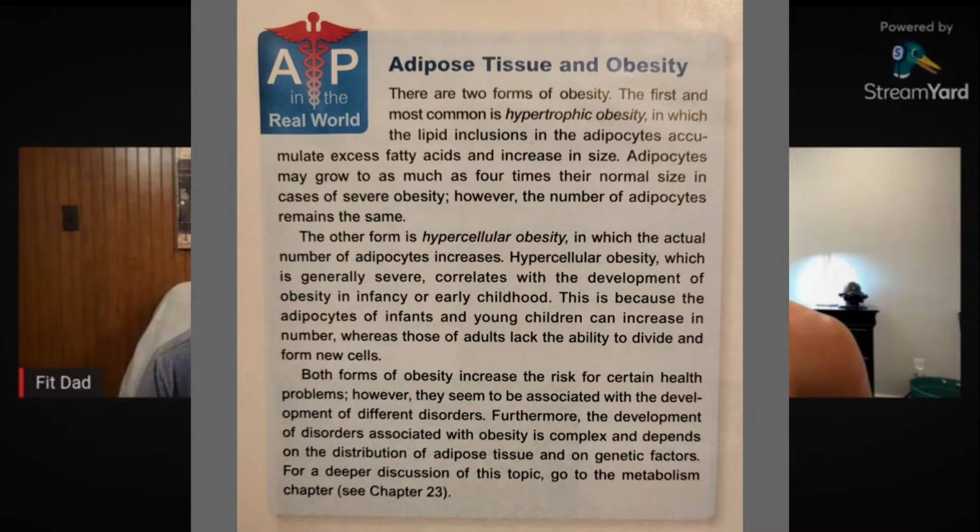So it says infancy or early childhood. This is because the adipocytes of infants and young children can increase in number, whereas those of adults lack the ability to divide and form into new cells. Both forms of obesity increase the risk of certain health problems. However, they seem to be associated with the development of different disorders. Furthermore, the development of disorders associated with obesity is complex and depends on the distribution of adipose tissue and on genetic factors. And then it goes on to say, for a deeper discussion of this topic, go to the metabolism chapter. And that's the chapter I studied for a very long time.